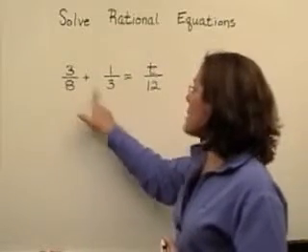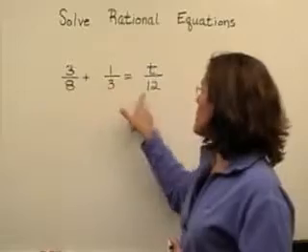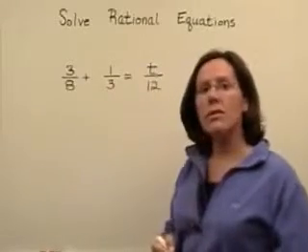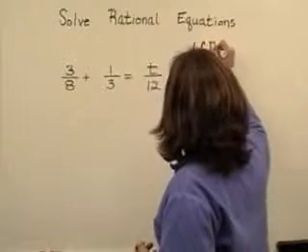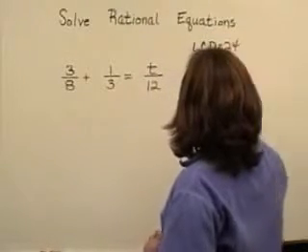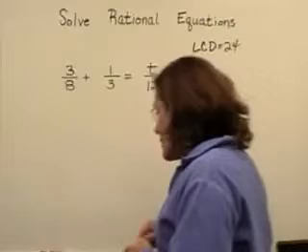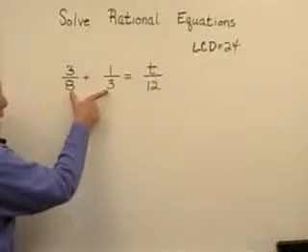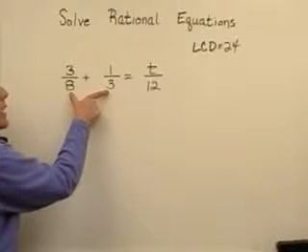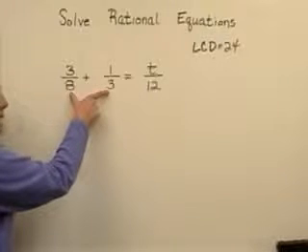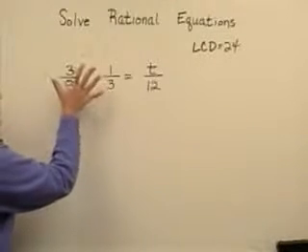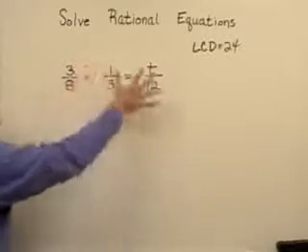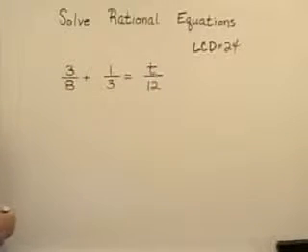The first step is to get a common denominator between this 8, this 3, and this 12. And in this case, that's going to be a 24. Again, you know how I like to write that off to the side so that I remember what I'm working with. Unlike when we added and subtracted expressions, where we wanted to get a 24 in the denominator, what I'm going to do now is multiply both sides of this equation by 24.